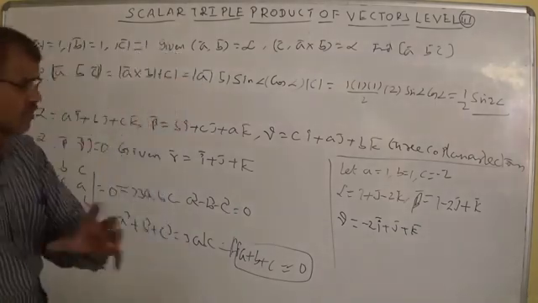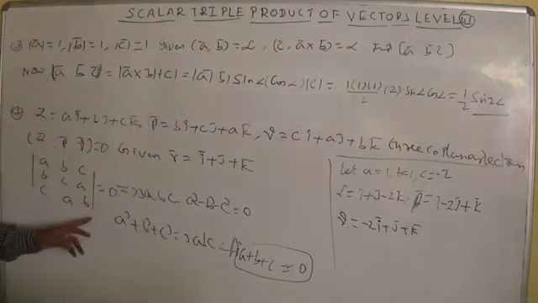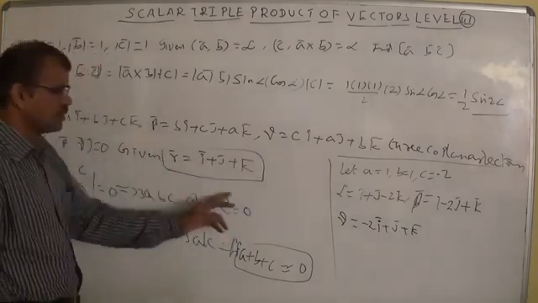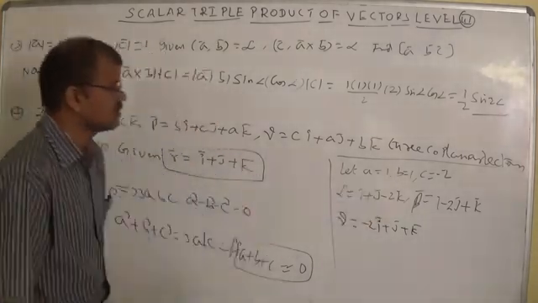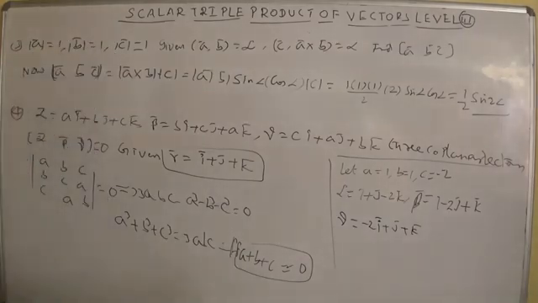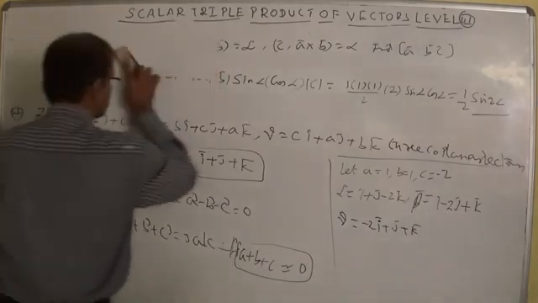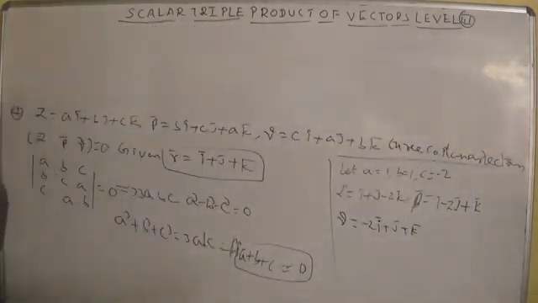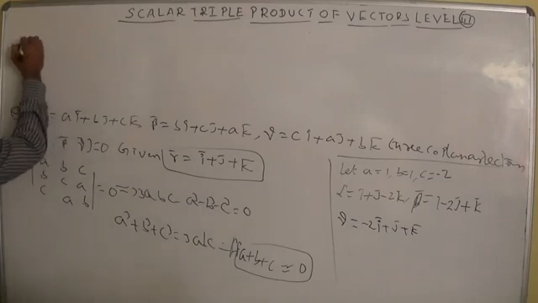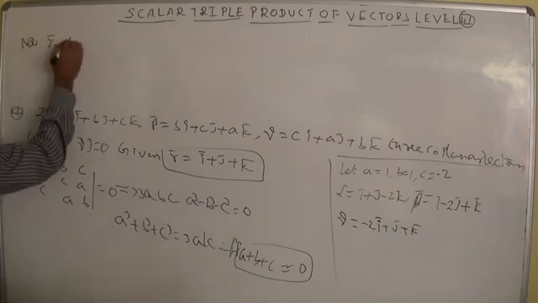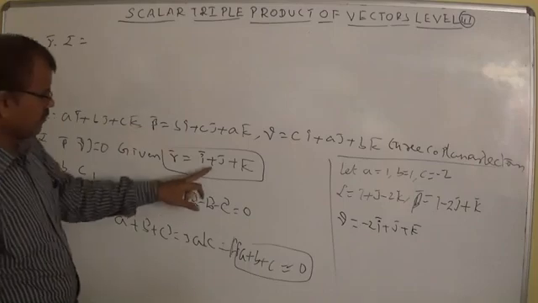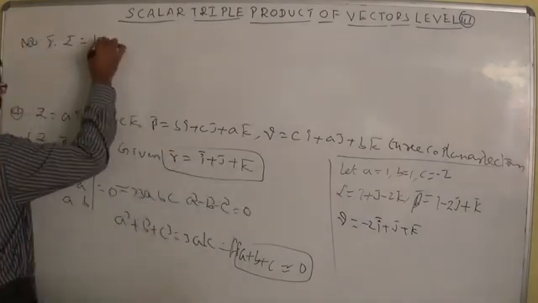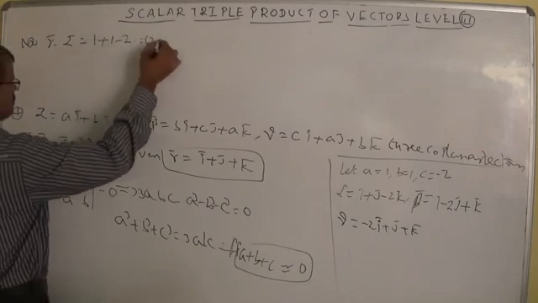Now we should verify whether the vector R bar is equal to I plus J plus K is perpendicular to this or this or this. So let us verify whether R bar is perpendicular to alpha or beta or gamma, or both, or all 3. Now R bar dot alpha bar: you multiply, 1 plus 1 minus 2, it becomes 0.